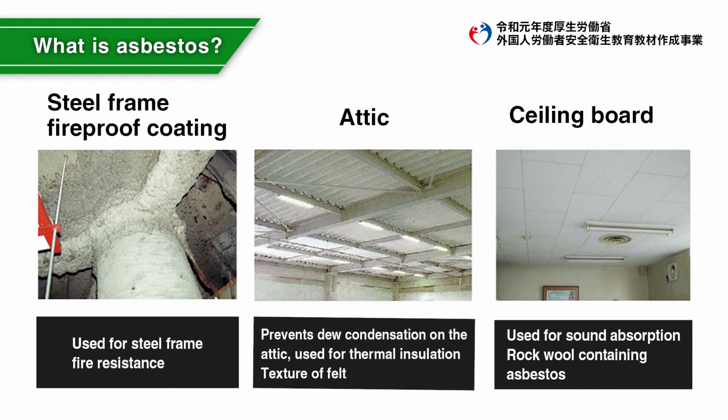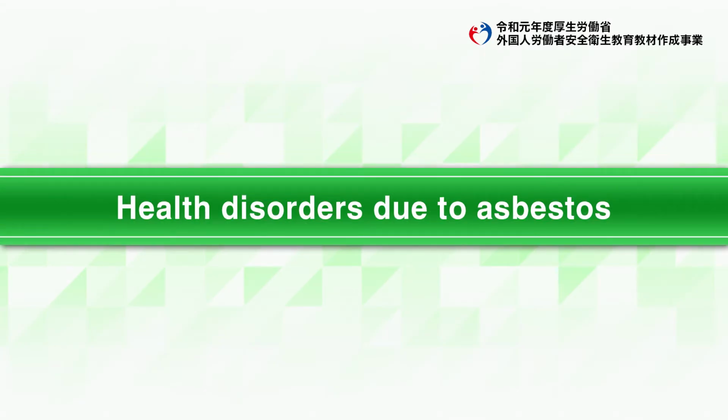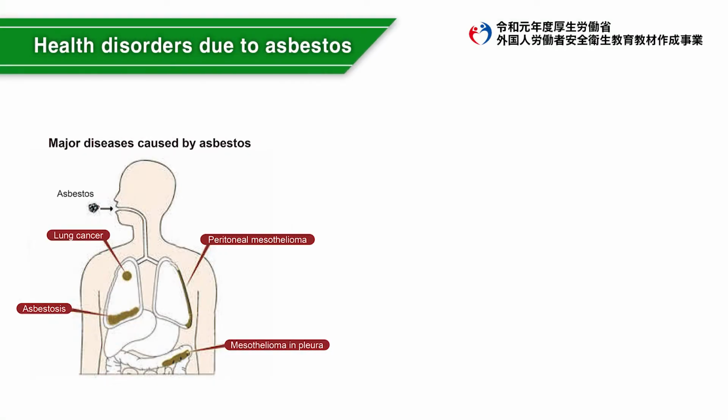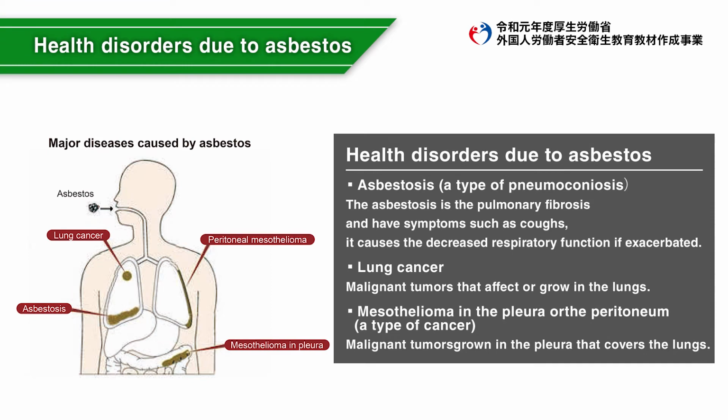Asbestos has been used for various purposes because of its properties such as resistance to heat and friction, and a large quantity has been used especially for building materials. Inhaling asbestos dust may cause these kinds of health problems and harm to the human body.